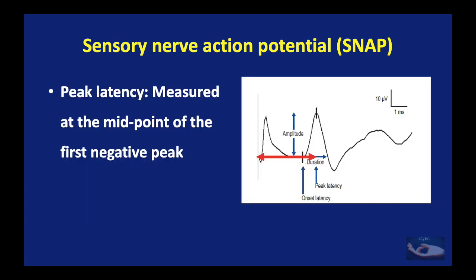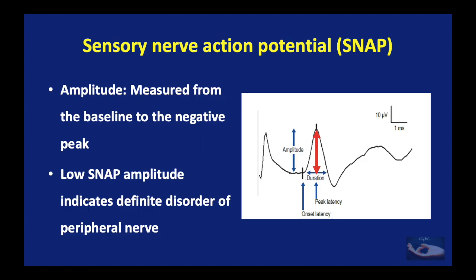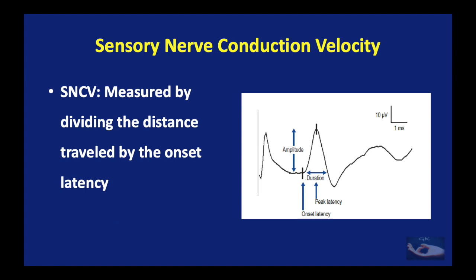The peak latency, on the other hand, is measured at the midpoint of the first negative peak, which occurs above the baseline. The duration is measured from the onset of the potential to the first baseline crossing. This duration is much shorter than the CMAP duration. And finally, the amplitude, which is measured from the baseline to the negative peak. Low SNAP amplitude indicates definite disorder of the peripheral nerve. Again, the sensory nerve conduction velocity is measured by dividing the distance travelled by the onset latency.